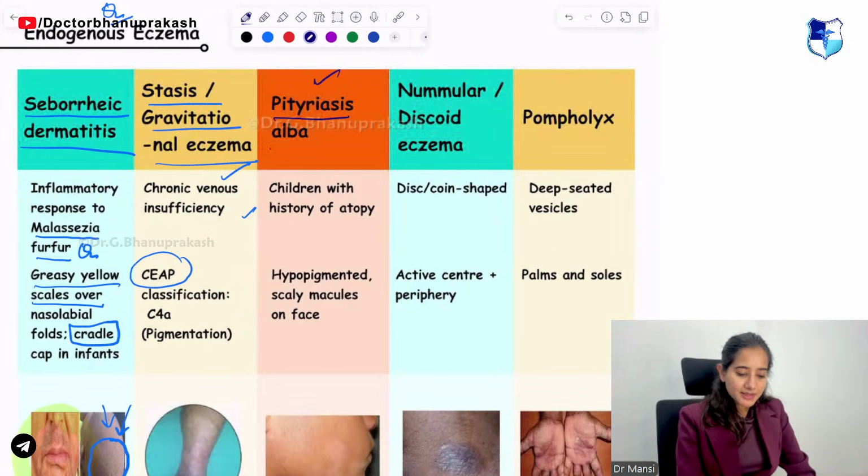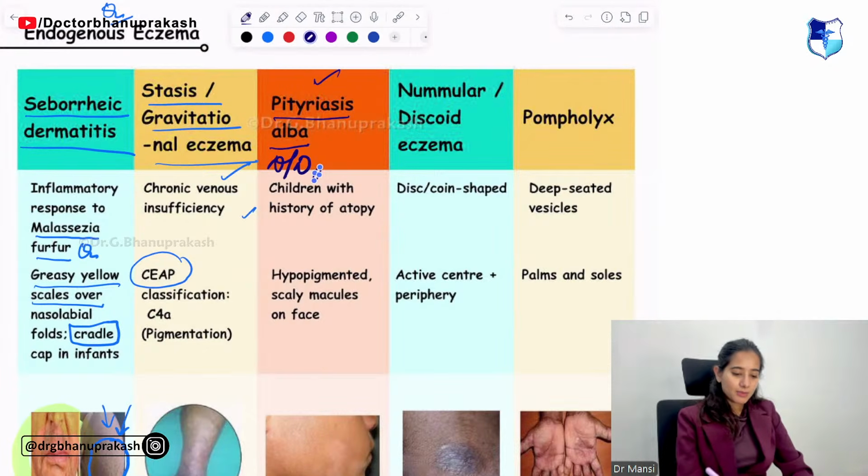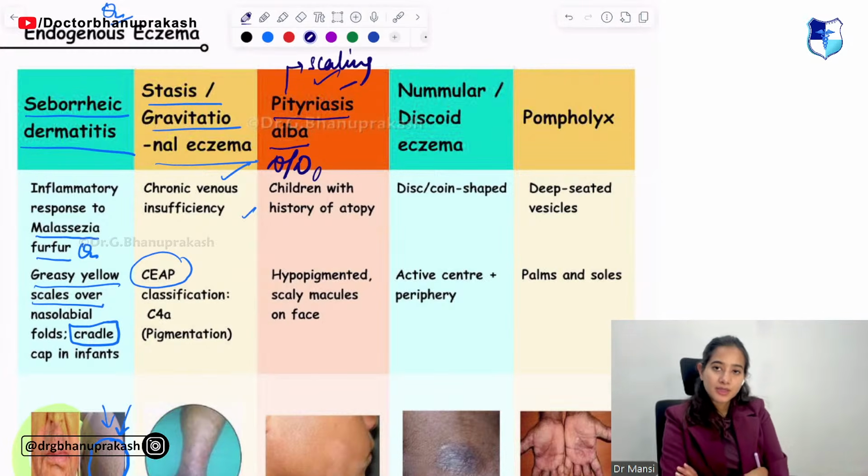Then next we have Pityriasis alba. What is the differential diagnosis? I just taught you Pityriasis alba. Pityriasis again means scaling. There was a hypopigmented lesion which we read. Can anyone tell me?